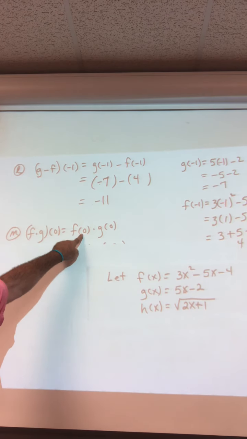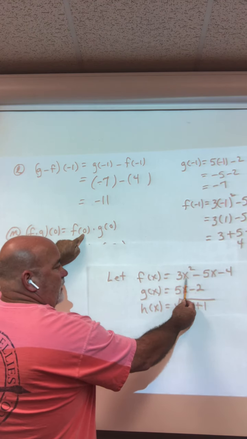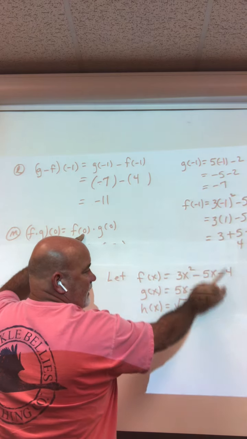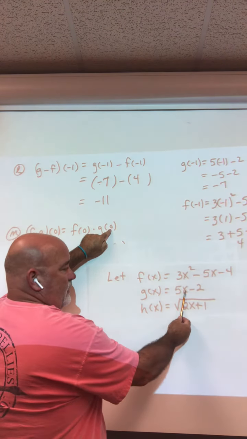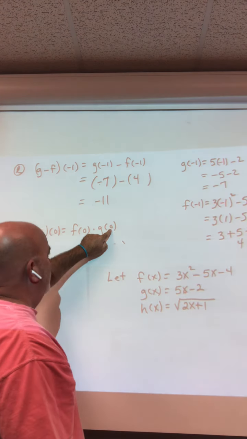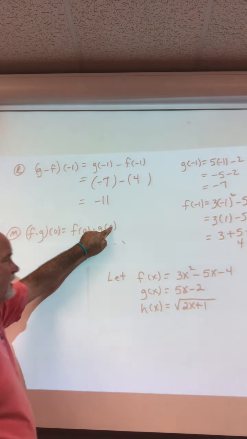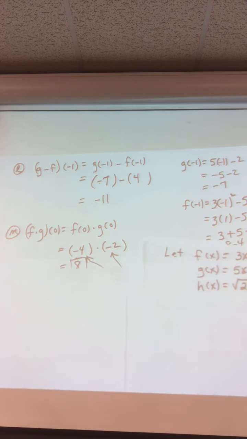All right here. How do we find F of 0? You put a 0 right here and there. So if you put a 0 here and 0 there, you're just left with negative 4. Now, how do I find G of 0? Put a 0 here. So 5 times 0 is 0. 0 minus 2 is negative 2. So F of 0 is just negative 4. G of 0 is negative 2. That's where that comes from. And then when you multiply those, you get a positive 8.